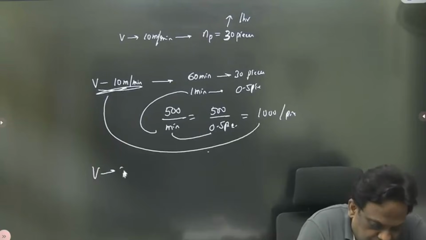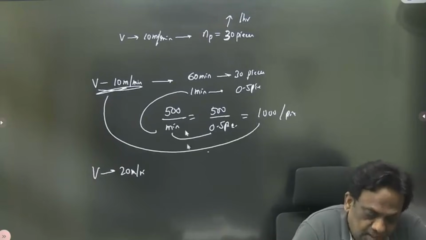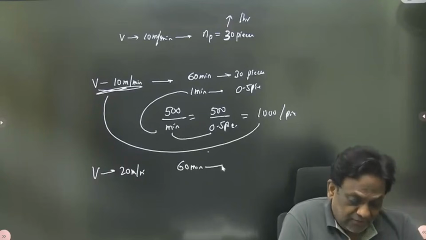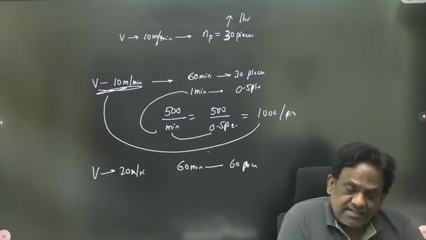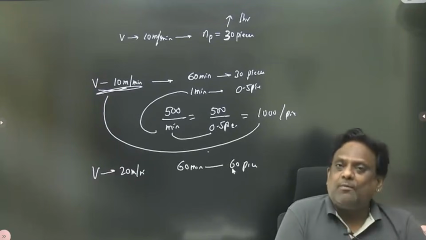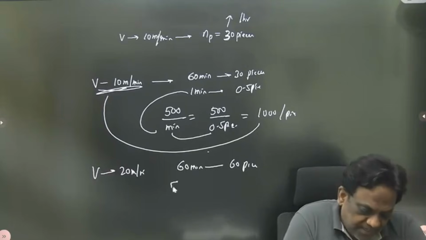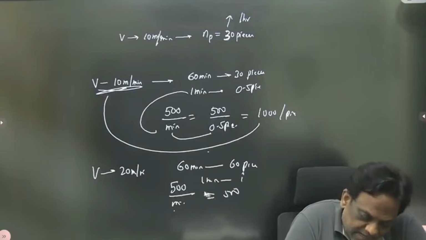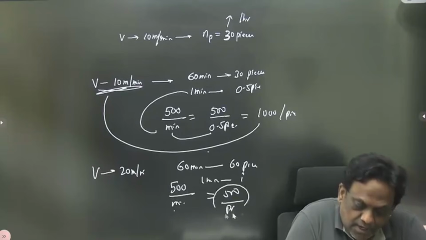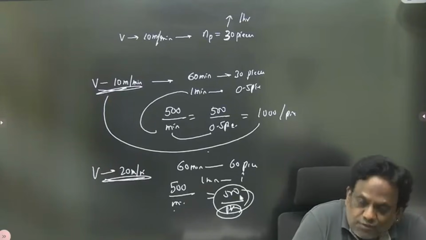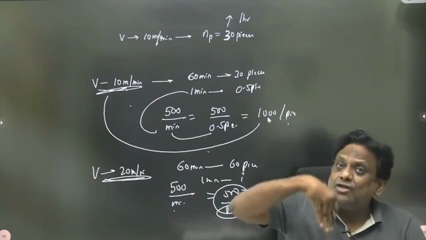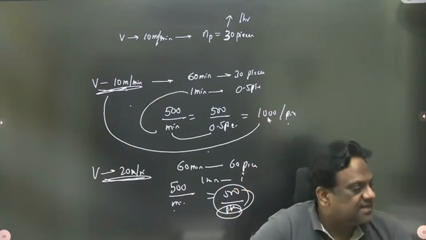Let us say velocity has increased to 20 meter per minute, high velocity. So what will happen, sir? At high velocity, let us say in 60 minutes, he is manufacturing 60 pieces, because velocity is high now, therefore high velocity means more number of parts. His charge is 500 per minute. 1 minute means 1 piece. Can I write this as 500 per minute? Minute means 1 piece. Means at higher velocity, per piece you are paying only 500. At lower velocity, per piece you are paying 1000. So therefore, as the velocity is increasing, the cost per piece is decreasing. Understood, sir?